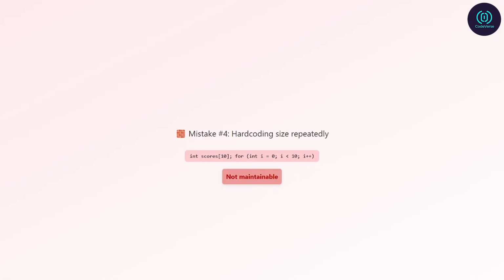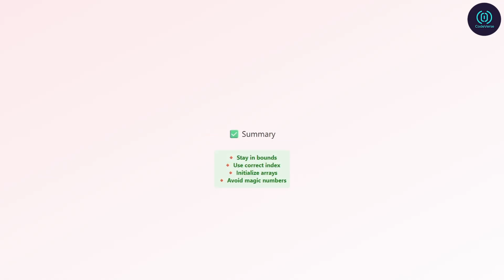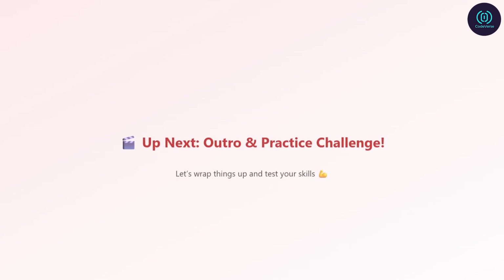And finally, one of the worst, hard-coding array sizes in multiple places. Instead of repeating the number 10 everywhere, store the size in a constant like this: const int size = 10; int numbers[size]; Now if you change the size, your code stays consistent. Avoiding these mistakes will make your program safer, cleaner, and more professional. Let's wrap it up with a quick summary.